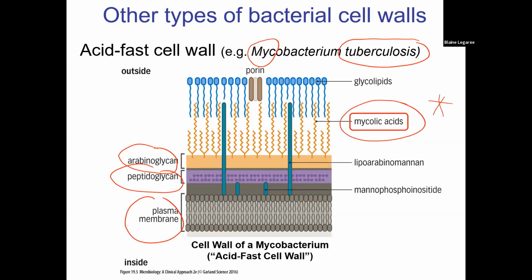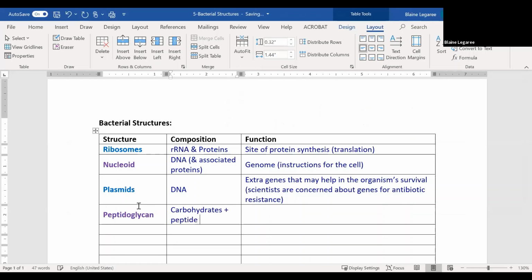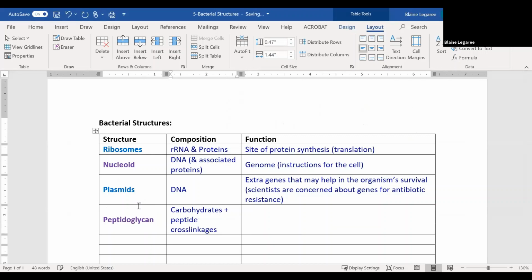Don't want to forget to add peptidoglycan. So here we go. We've got peptidoglycan. And what is that made of? It's made of carbohydrates, plus it has peptide cross linkages. So what do I mean by cross linkages? They're the little short peptides that are linking the carbohydrates together. The term is cross linkage.